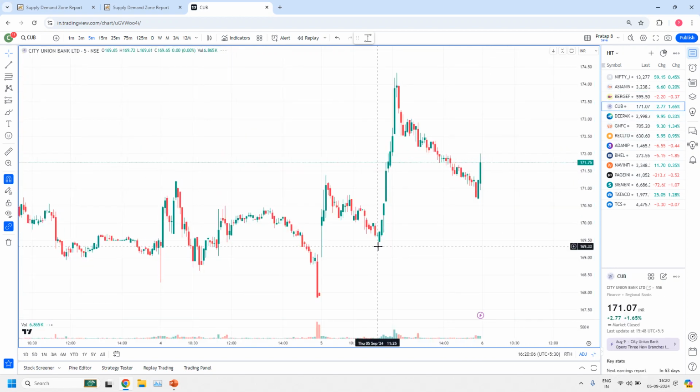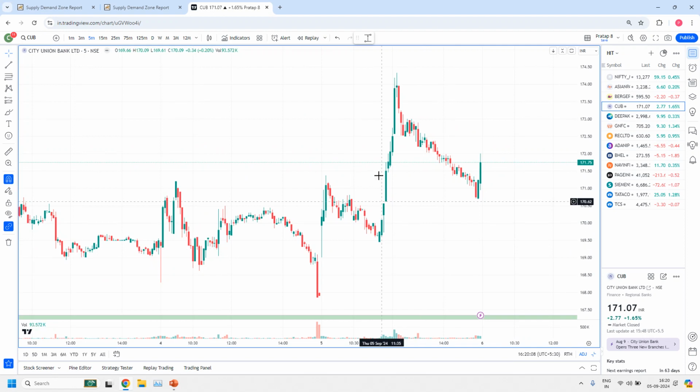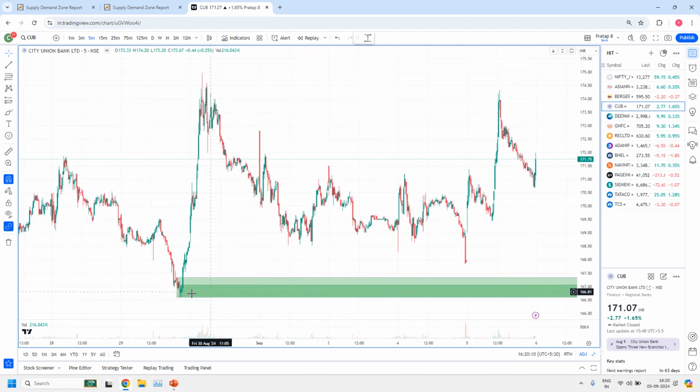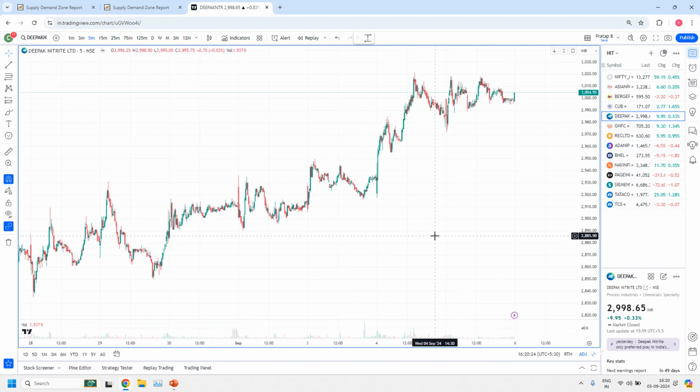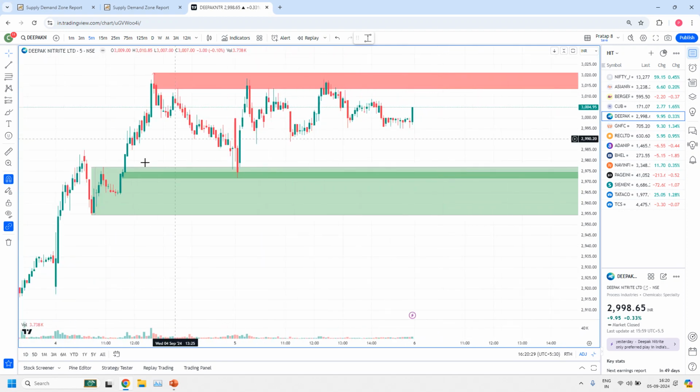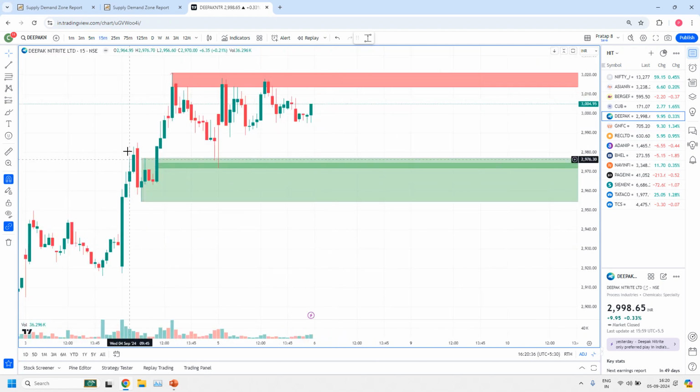The next one is CUB, City Union Bank. This also has a 5 minute bullish trade setup stock, which is part of the 15 minute zone. Today also we didn't get a trade opportunity. The next one is Deepak Nitrite. This also has a 5 minute zone. See here, rally, base, rally, 5 minute zone. This 5 minute zone is part of the 15 minute zone. We have a drop, 4 base candles and a rally candle.